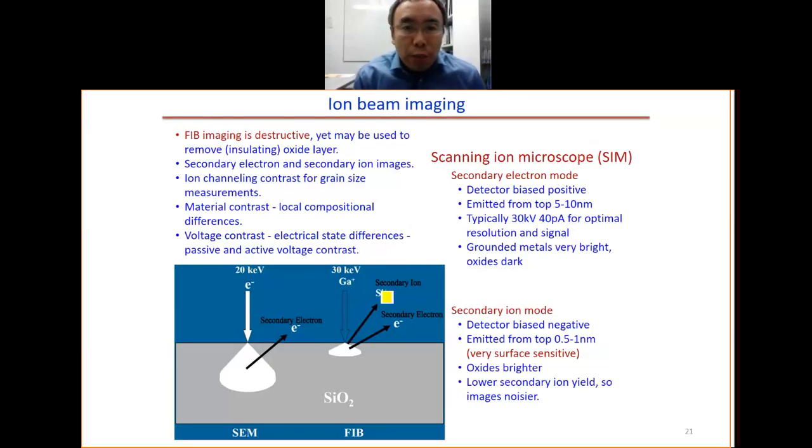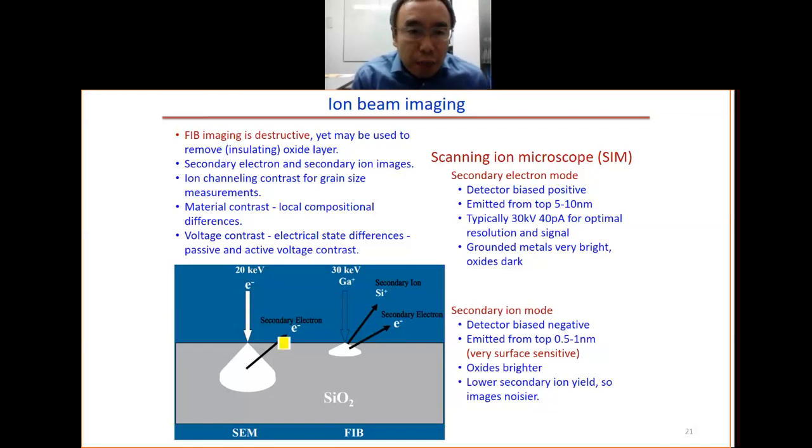We can take the secondary electrons or secondary ions for imaging purposes. For example, if we want to do imaging using secondary electrons, this is the most popular. We need to bias the detector. The detector should be biased positive to attract those negatively charged electrons. The electrons are emitted from the top 5 to 10 nanometers.